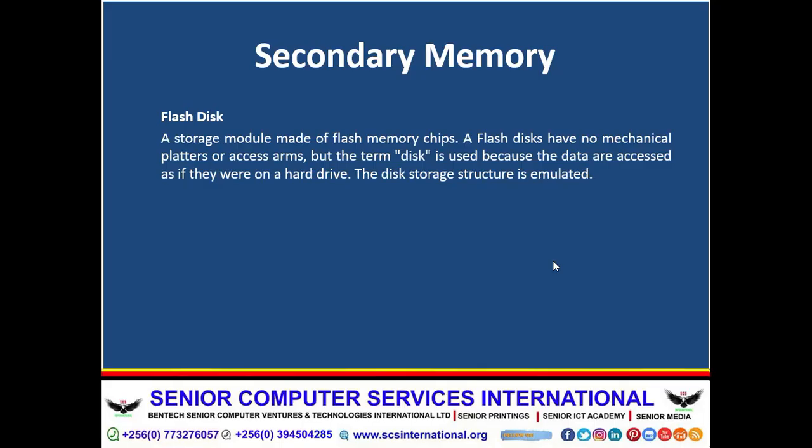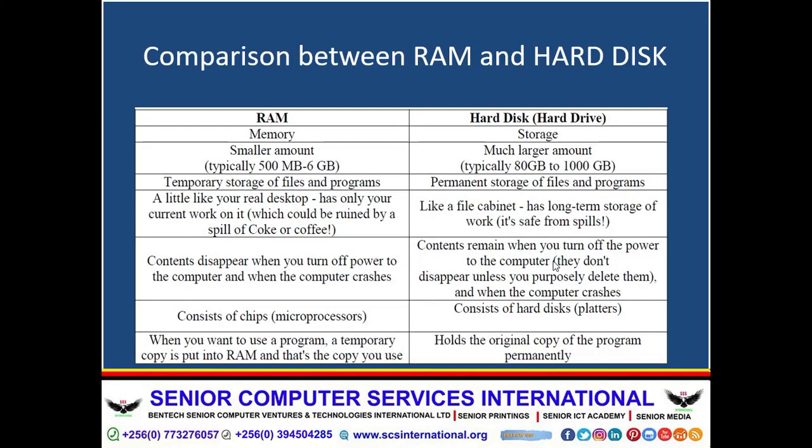Another secondary memory is the flash disk. A flash disk is a storage module made of flash memory chips. A flash disk has no mechanical platters or access arms, but the term disk is used just because the data is accessed as if it were on a drive. The disk storage structure is emulated.